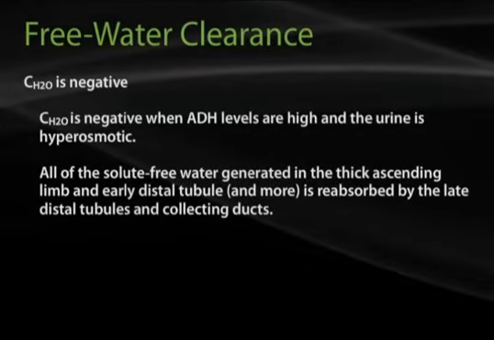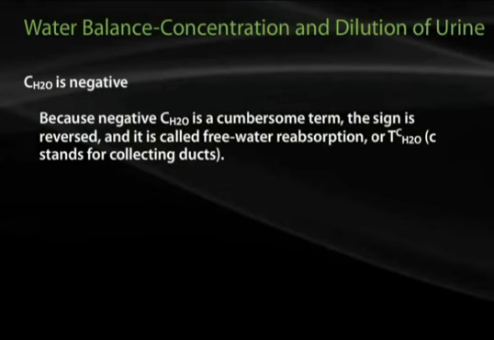Free water clearance is negative when ADH levels are high and the urine is hyperosmotic. All the solute-free water generated in the thick ascending limb and early distal tubule, and more, is reabsorbed by the late distal tubules and collecting ducts. Because free water clearance negative is a cumbersome term, the sign is reversed and is called free water reabsorption.